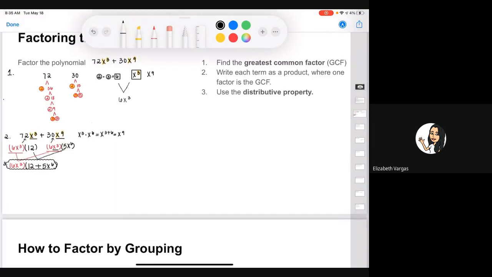So these are the steps you are going to take every time you want to factor the greatest common factor out of a polynomial. Okay, and so we're going to see this happen again. Any questions right now? Questions? Okay.